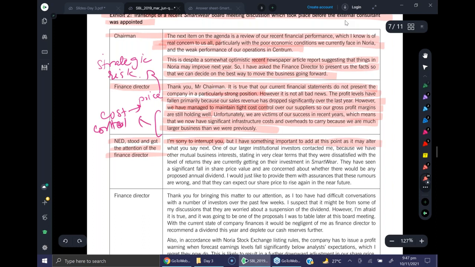One of our largest institutional investors contacted me because we have other mutual business interests, stating in very clear terms that they were dissatisfied with the level of returns they are currently getting on their investment in SmartWare. They have seen a significant fall in share price value and are concerned about whether there would be any proposed annual dividend. I would just like to provide them with assurance that these rumors are wrong and that they can expect our share price to rise again in the near future.